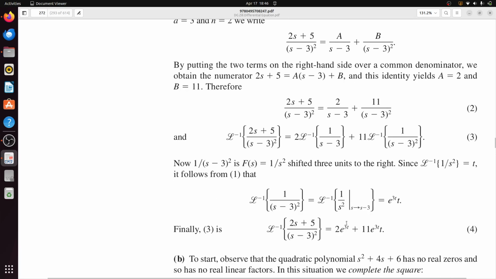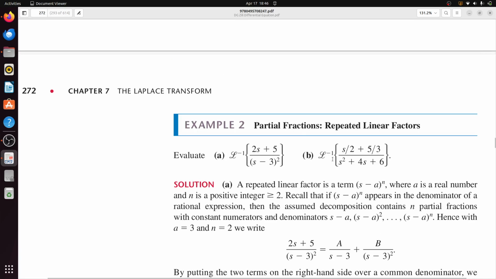Now the next problem is like this: you need to determine the Laplace inverse transformation for the function (s by 2 plus 5 by 3) divided by (s square plus 4s plus 6).